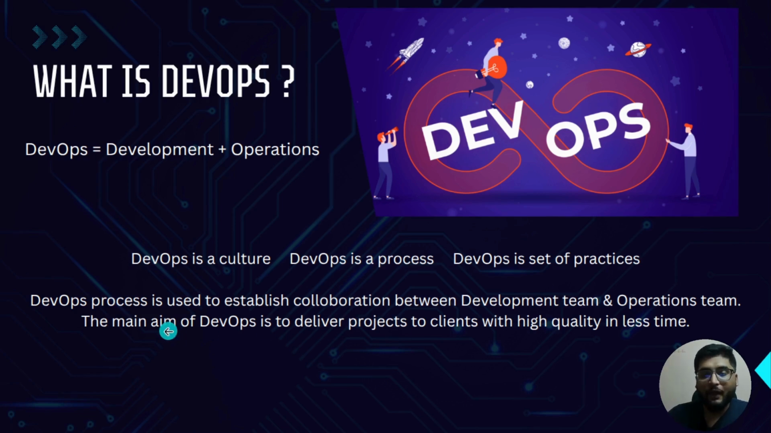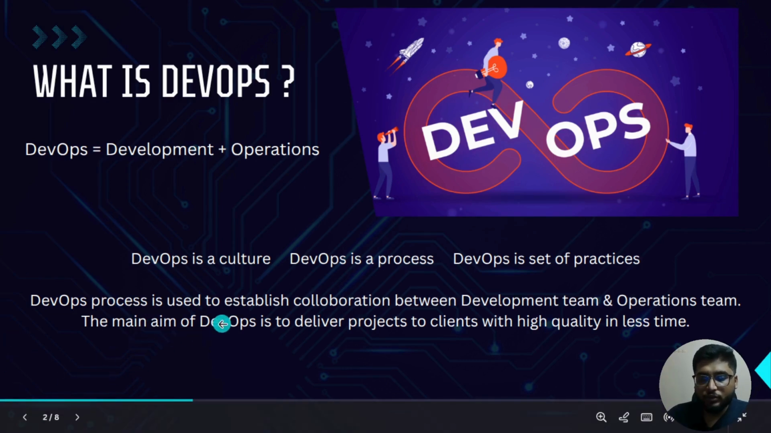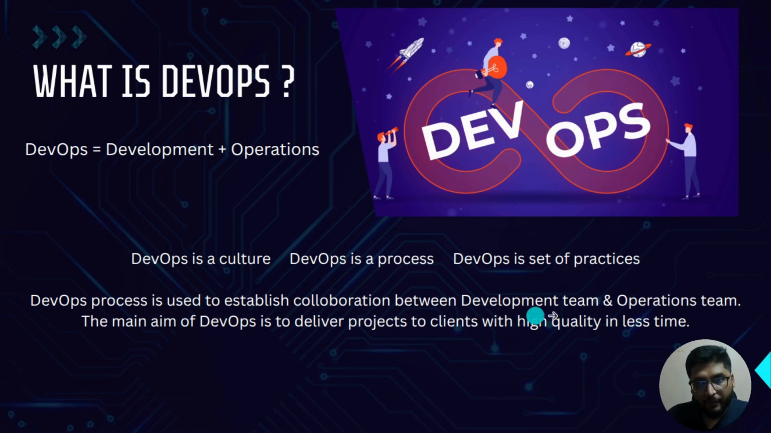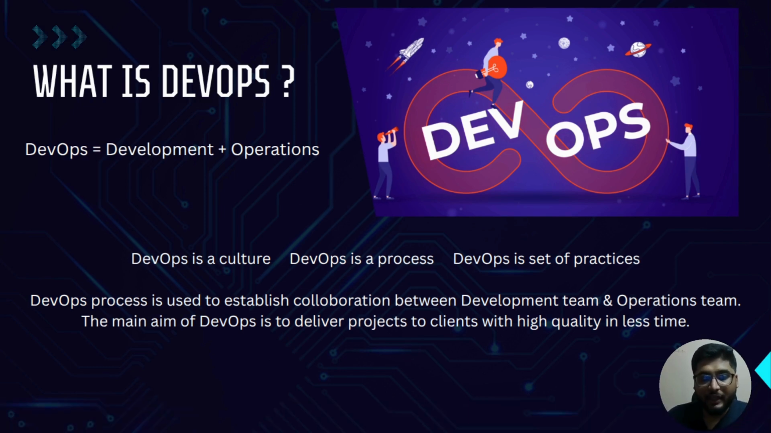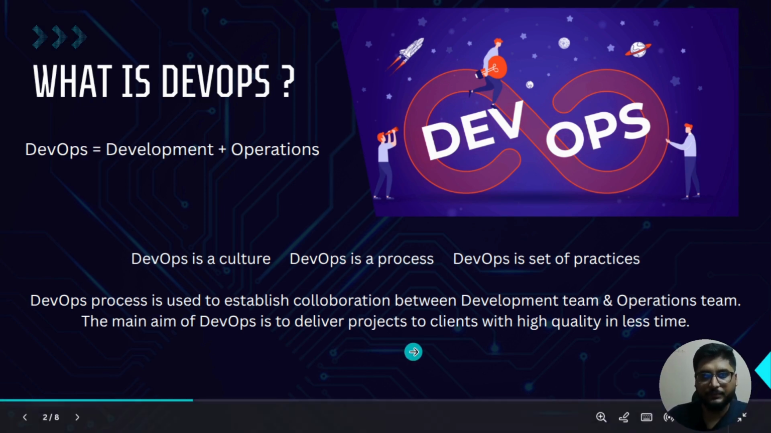I have created a small definition of DevOps. The DevOps process is used to establish collaboration between the development team and the operation team. The aim of DevOps is to deliver projects to the client with high quality in less time. So this is the actual small definition of DevOps.